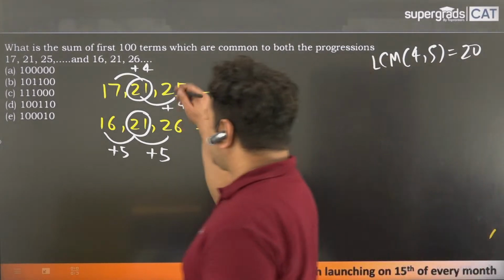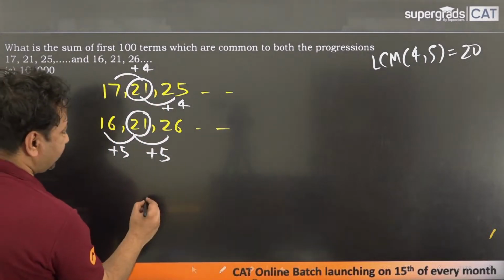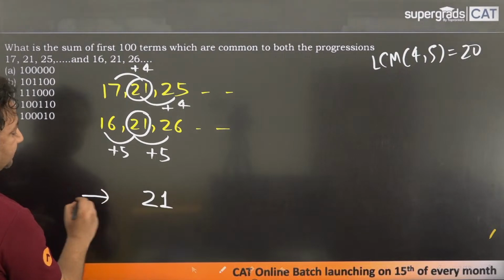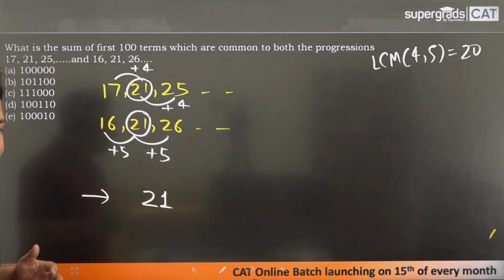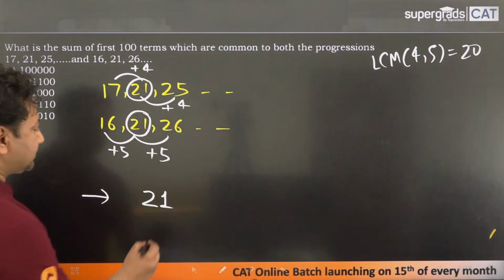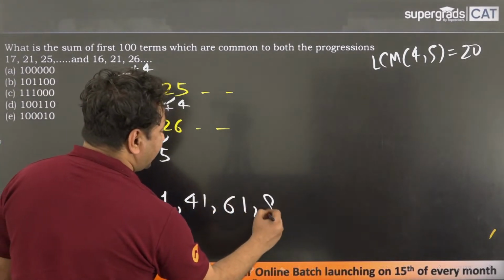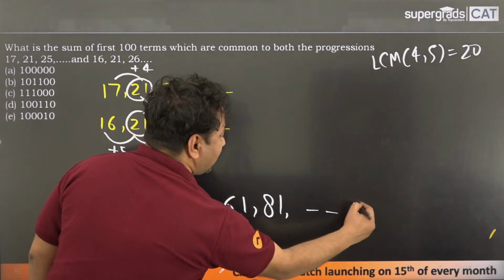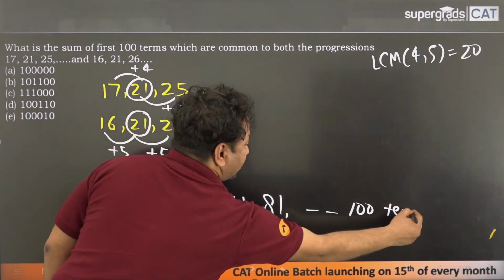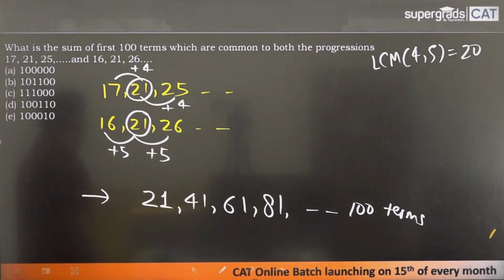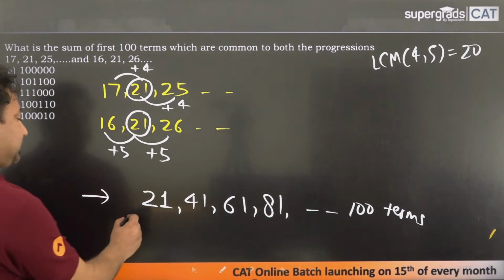So I can take either of the series. Let me take the first one. The first term is 21. This is the series of the common terms. After every 20 units, I'll find the common terms. Next will be 41, then 61, then 81, and so on till 100 terms. Clear? So we have to find the sum of this series.